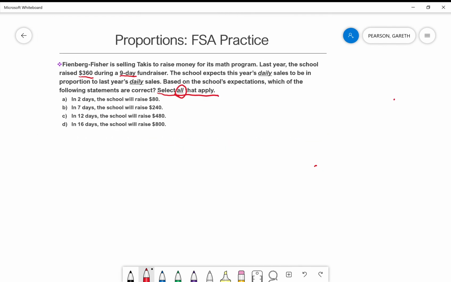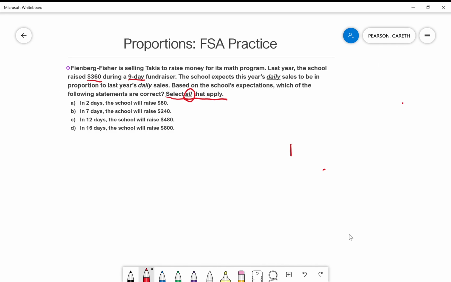here, let's start. $360 during 9 days, and in each and every single one of my answer choices, the days are on the left, so I'm going to go ahead and write days on the left, and then my other variable, which will be monies, that's going to be on the right. Okay, so for days, they're telling me that for 9 days, I made $360. Now, they're specifically saying daily sales here. They mentioned daily, so daily would mean for every 1 day.